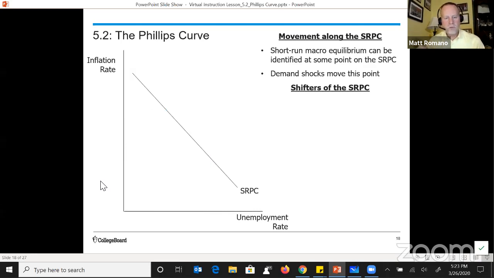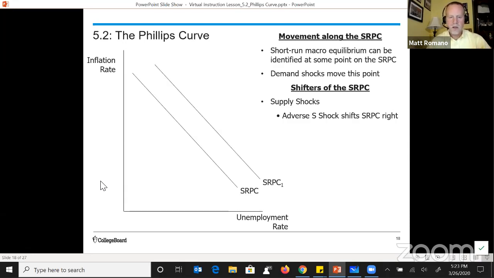Well, what about shifting the whole thing? What causes the entire schedule to change? Well, we have a couple of shifters. The first and probably most widely cited would be shocks to aggregate supply, shifts of aggregate supply. So the one we already discussed, the one I showed you with the data set with the scatter plot, was an adverse supply shock, a leftward shift of aggregate supply, cost push inflation, what we use to illustrate stagflation. That adverse supply shock is going to be reflected here on the Phillips curve as a rightward shift of the short run Phillips curve. It's going to result in higher rates of inflation and higher rates of unemployment at all levels. The entire schedule has changed.